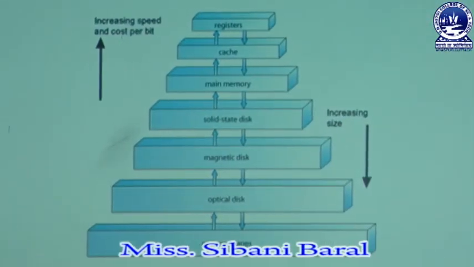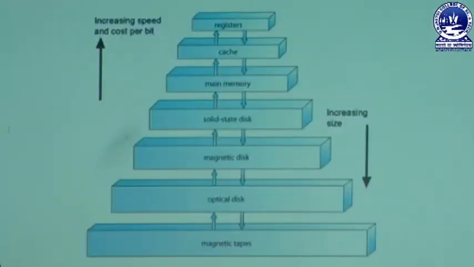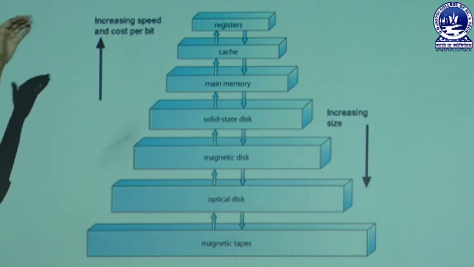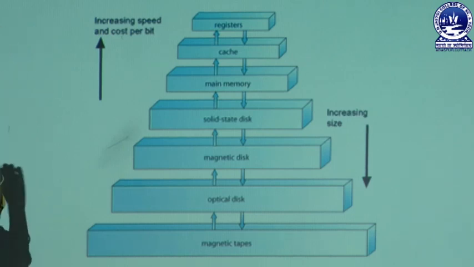Registers are the smallest device and they can store data in the form of bits, that means zeros and ones. Since registers are the smallest device and can store data in the form of bits, the access time of the register is very fast. They can access data very quickly. Next one is cache. The size of the cache is a little bigger than that of the registers and a little slower as compared to the registers.